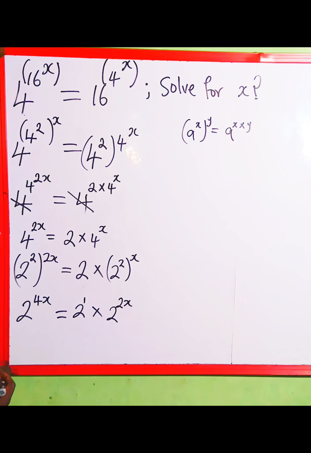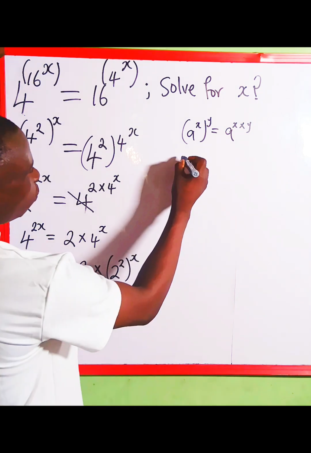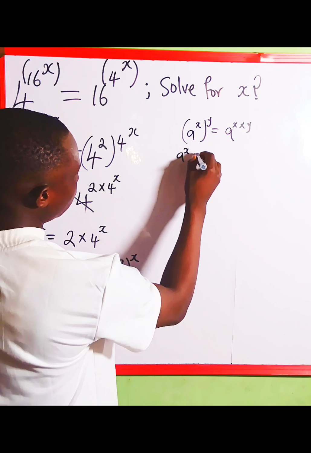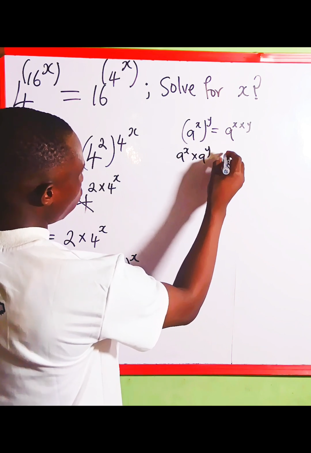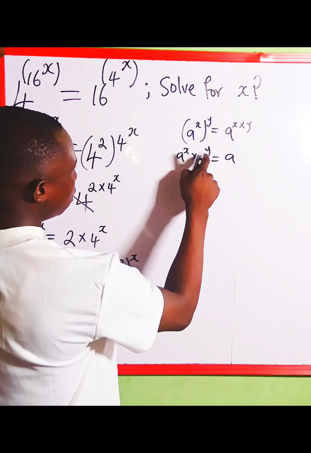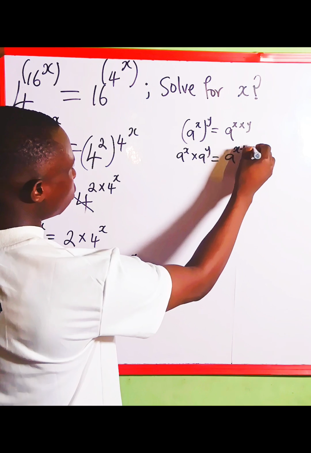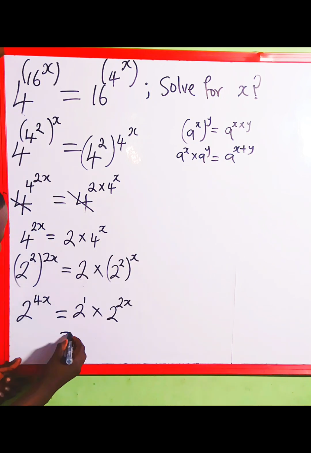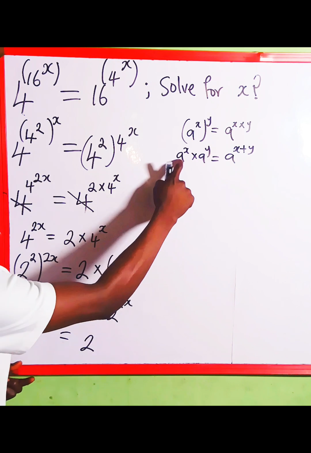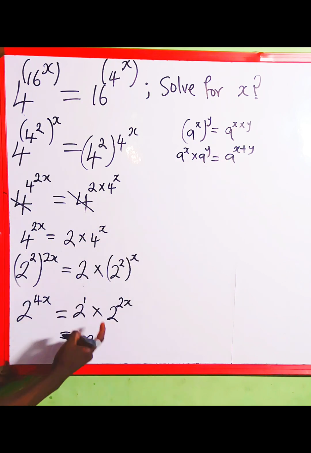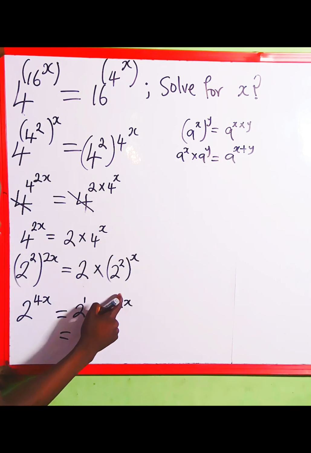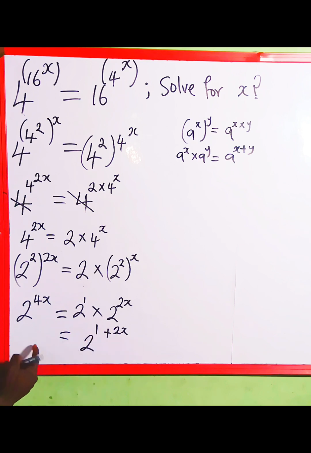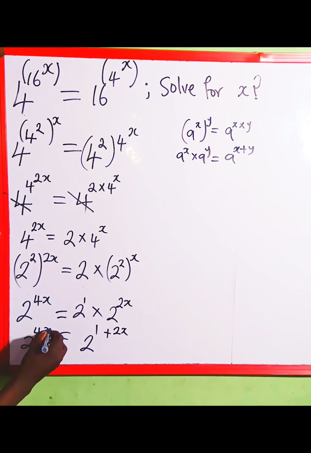Now the next step is to recall the multiplication property of exponents. When we have a raised to the power of x multiplied by a raised to the power of y, this is the same as a, then we add the two powers, x plus y. So applying this property here, we can write one of the bases, which is 2, then we add the two powers. The first power is 1 plus the second power, which is 2x, and on the left hand side we just keep it as 2 raised to the power of 4x.